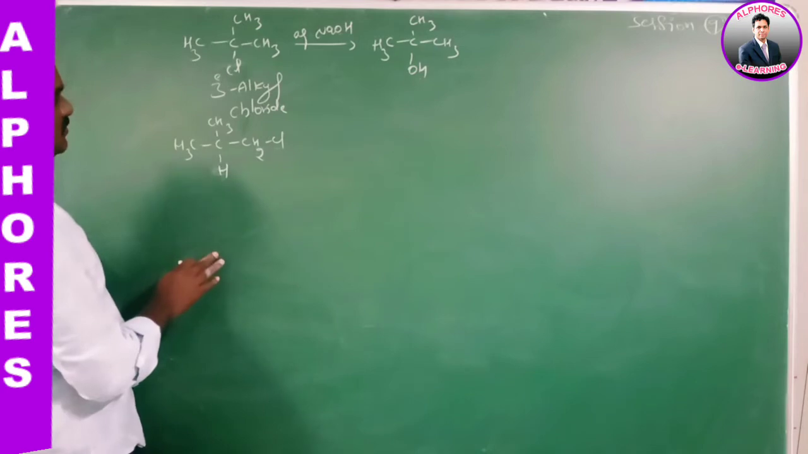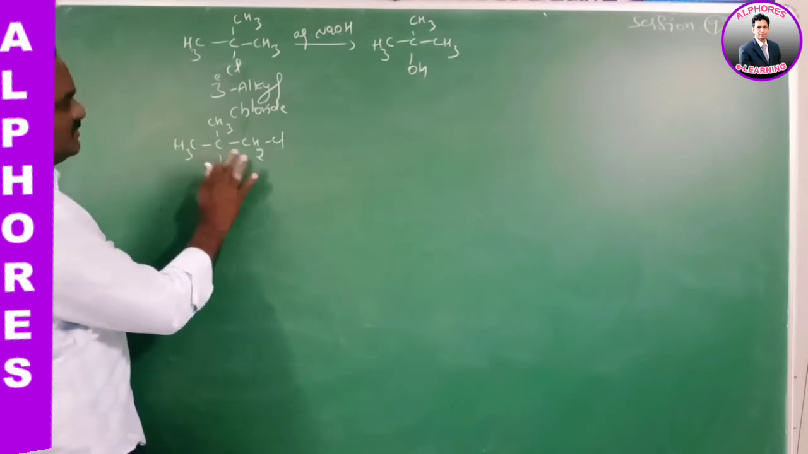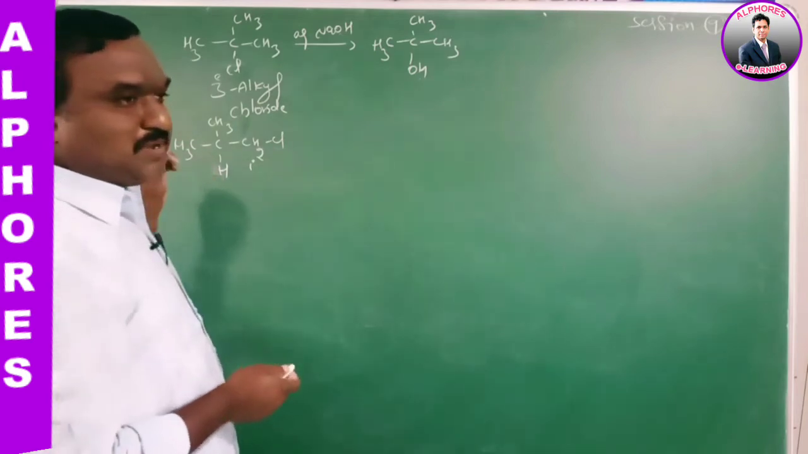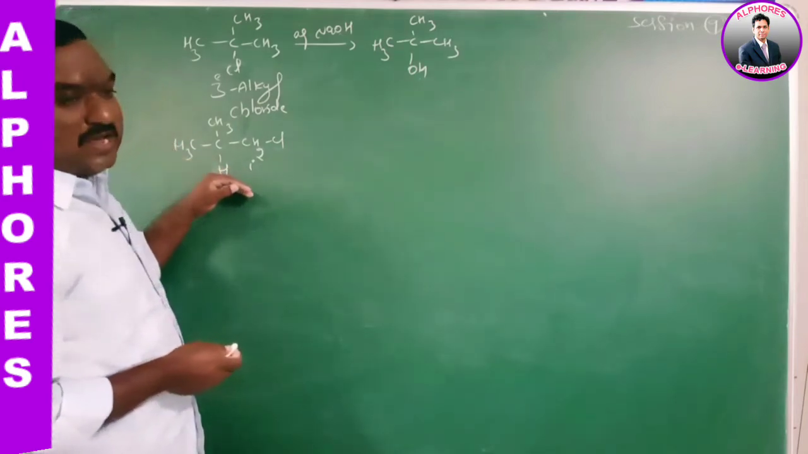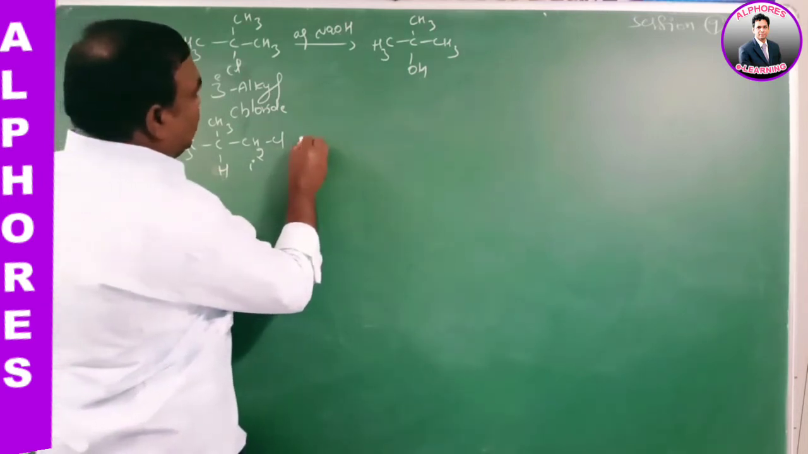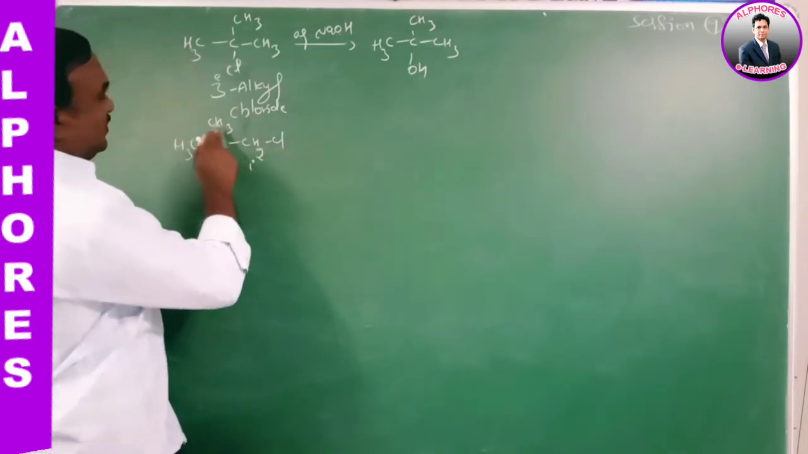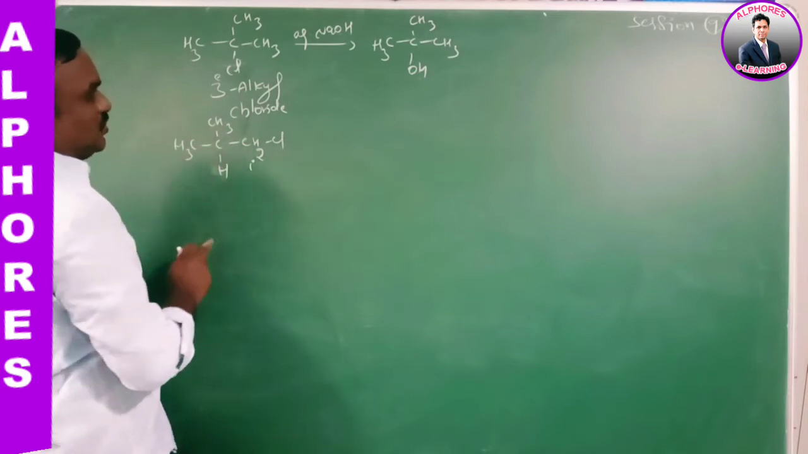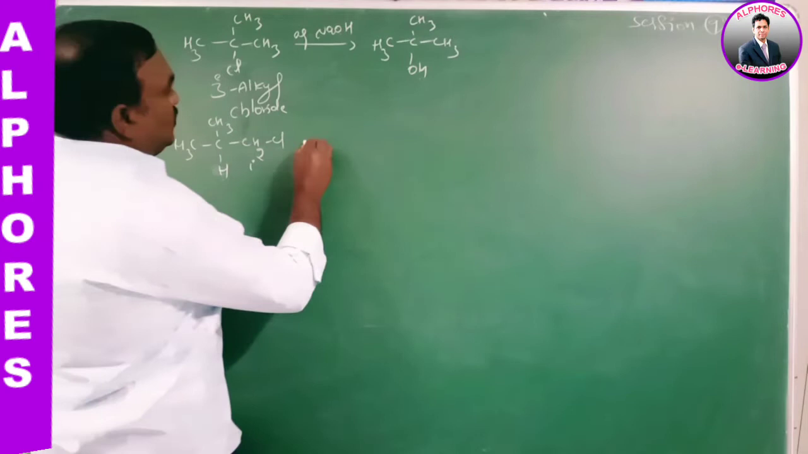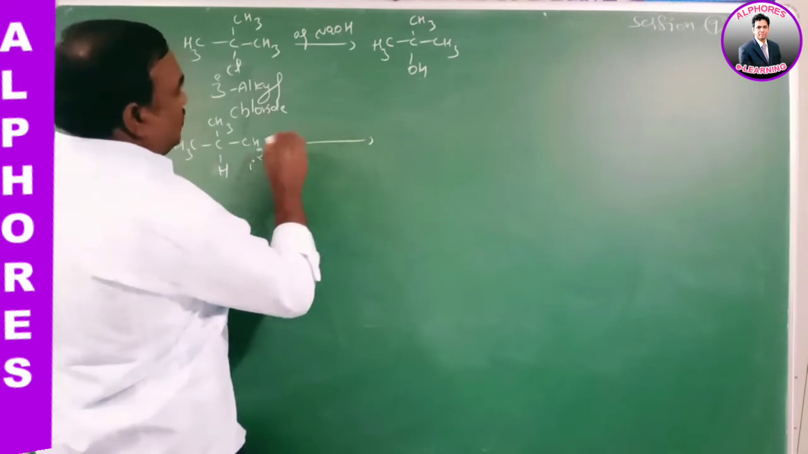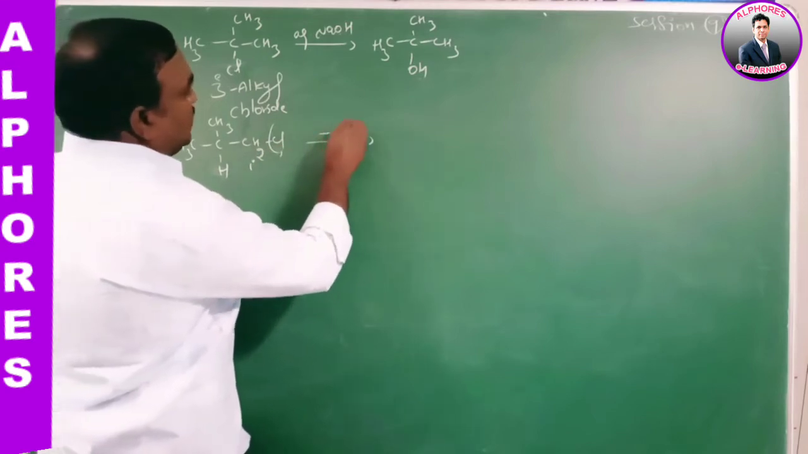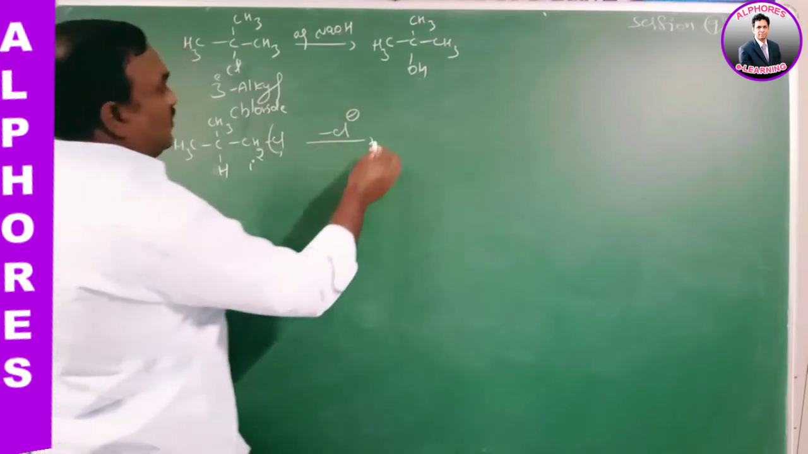The given substrate is a primary alkyl halide, but the given compound is a tertiary compound here. So the first step is the bond cleavage step, giving Cl minus.